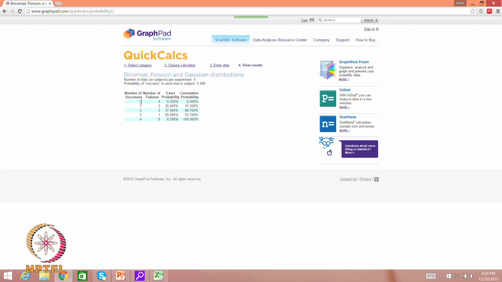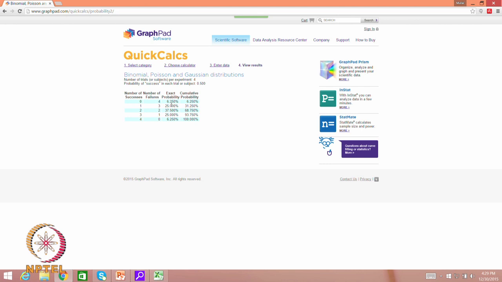Now out of these 4 times, 0 heads, 6.25% probability. Out of 4 times, 1 head, 25% probability. Out of 4 times, 2 heads, 37.5% probability. Out of 4 trials, 3 heads, 25% probability. Out of 4 trials, 4 heads, 6.25%.